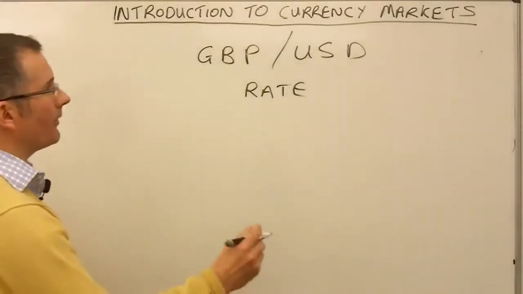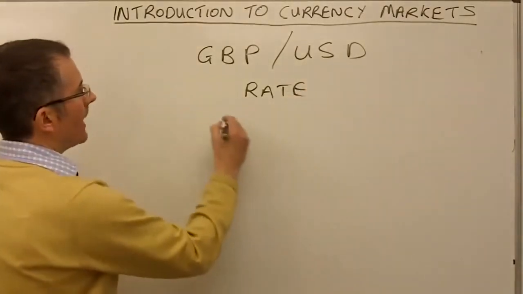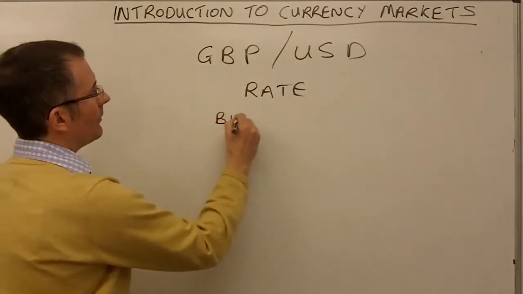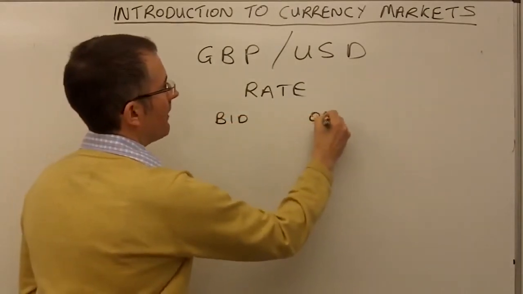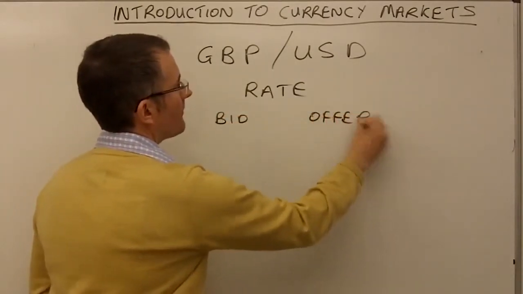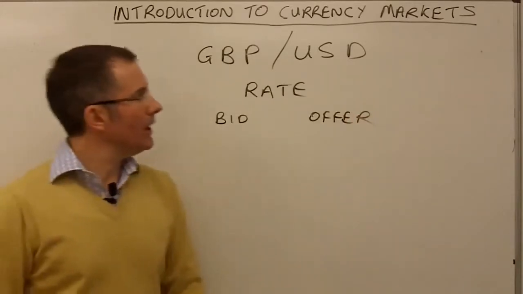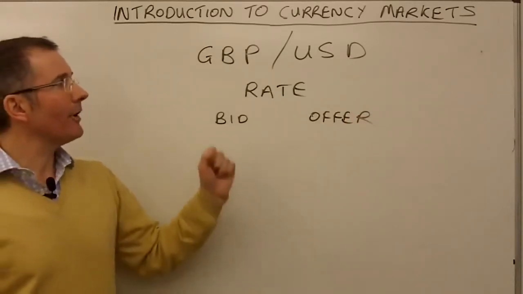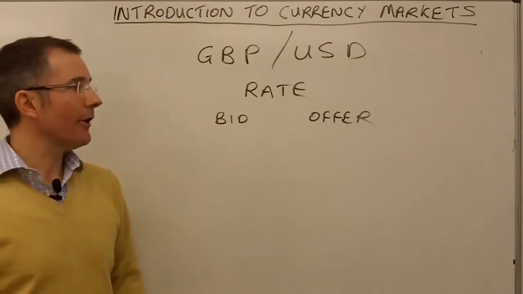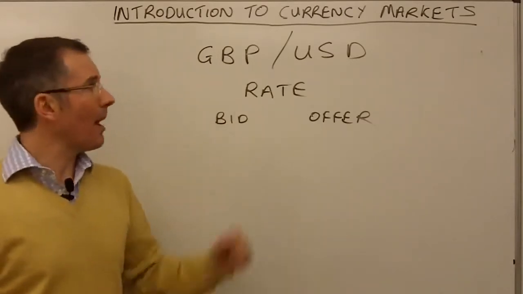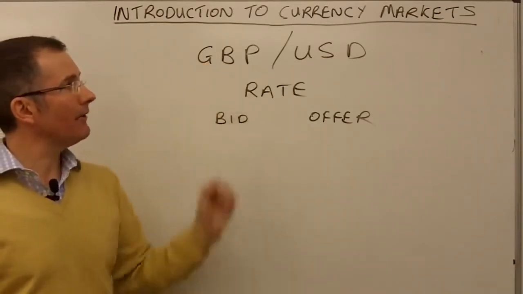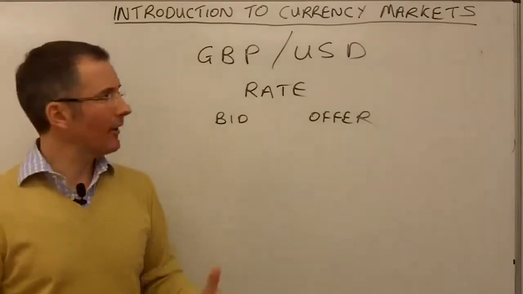So when you're buying and selling currencies, be aware that the rate will be split into two. There'll be a bid rate and there'll be an offer rate. So what this comes down to is you need to think, am I trying to basically buy the currency in question or sell it? Or am I betting on sterling appreciating or depreciating? So let's put a rate in.